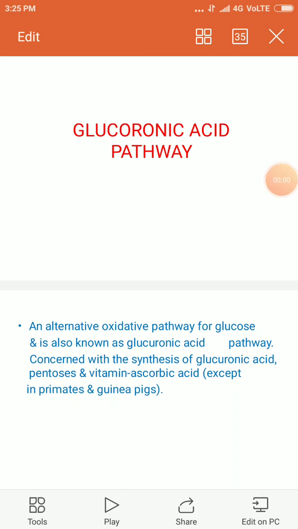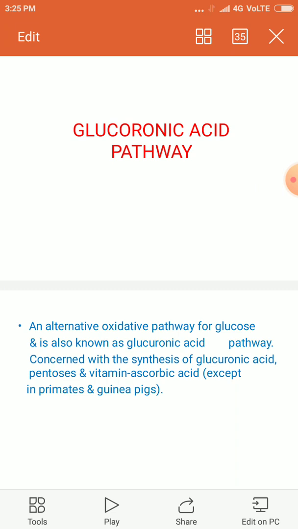Very good afternoon, students. In the last class, we focused on the significance of the HMP pathway and its regulation, right? So, what is the importance of NADPH? NADPH is required to maintain the erythrocyte membrane integrity, to maintain the reduced form of glutathione, and to handle reactive oxygen species, right? So all those significances we discussed.